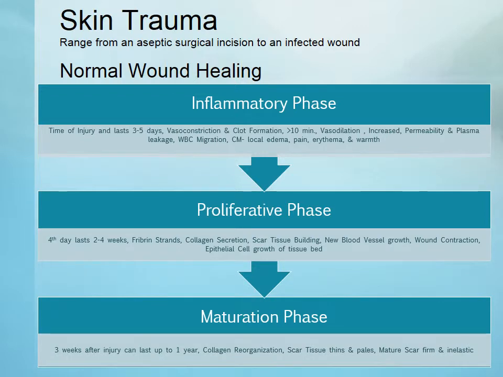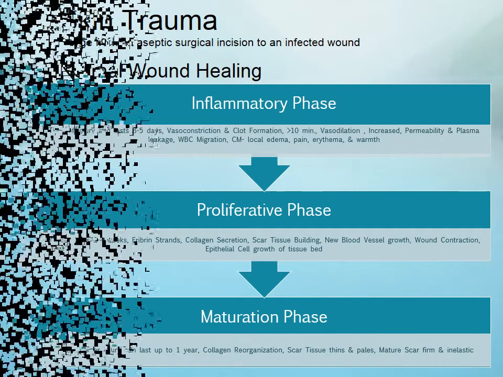During the maturation phase, collagen is reorganized to provide optimal strength. The scar is thinner and paler, firm and mature. Sort of like MoDOT is done with the roadside repair. They rebuilt the bridge better and stronger, and it looks just a little bit different than the previous bridge.